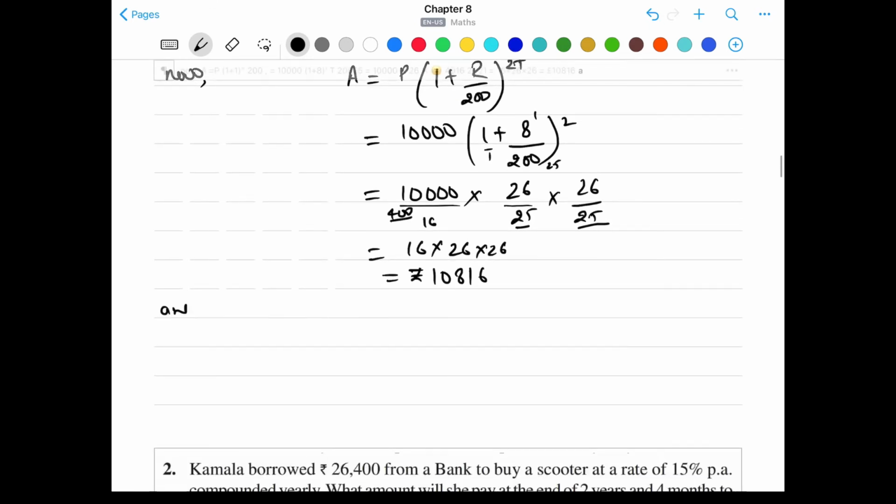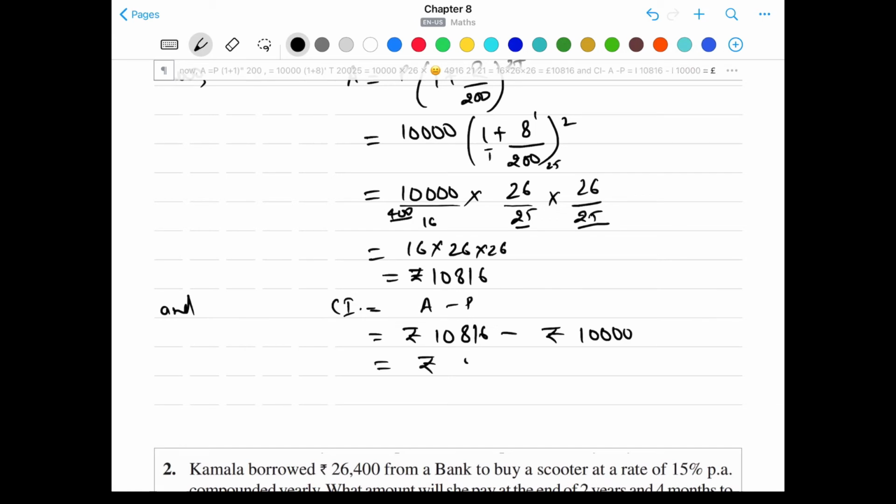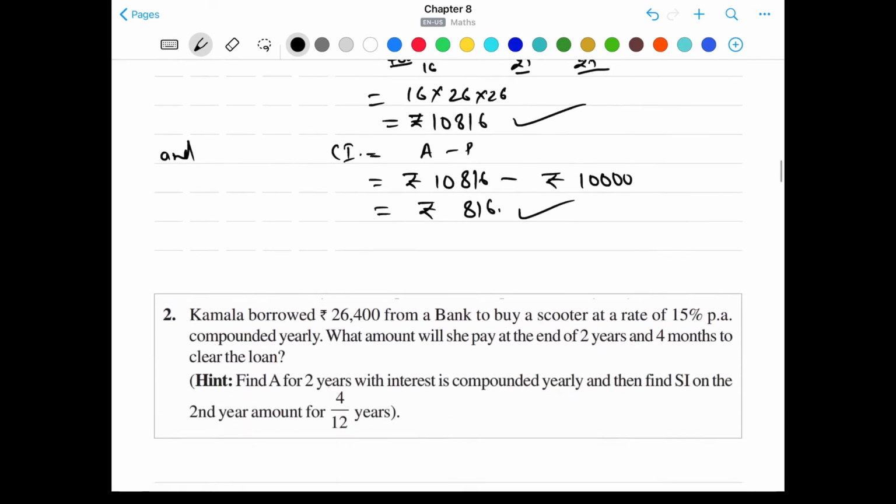Okay, and CI will be amount minus principal. Amount is rupees 10,816 minus principal is 10,000. So the CI is 816 rupees. Okay, so that's our answer. This is our amount and this is our CI after 1 year. Okay, so that's the answer of question number 1, all 5 parts.